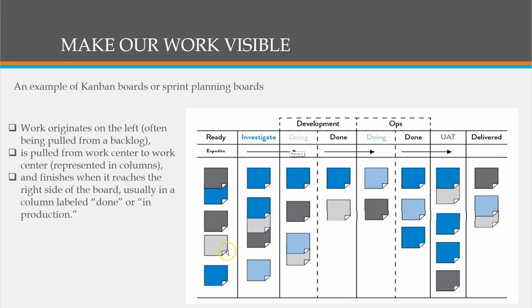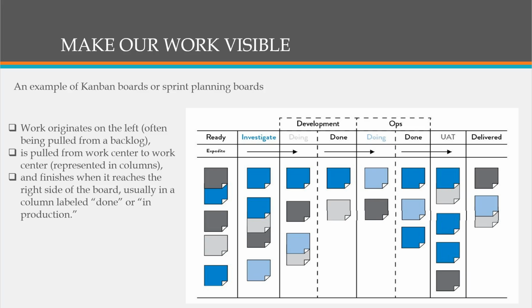Here is an example of a Kanban board, and this helps us to make our work visible, and it helps us because we can start in each of these columns from the left moving toward the right, and we can track the work that we do. This work in the leftmost column is ready to be done, and as we move each of these pieces through the process of investigate, development, ops, and I know some companies label these columns differently, like work in progress, development, testing, and so forth.